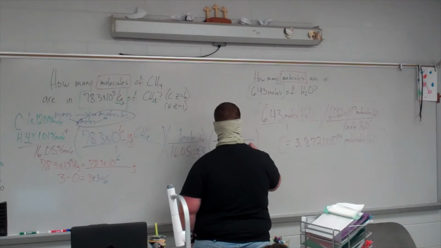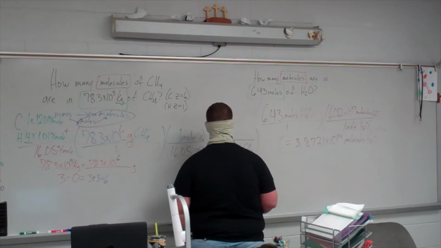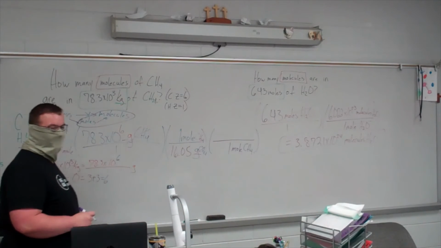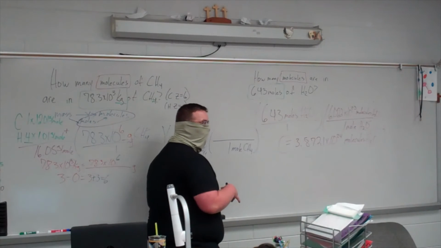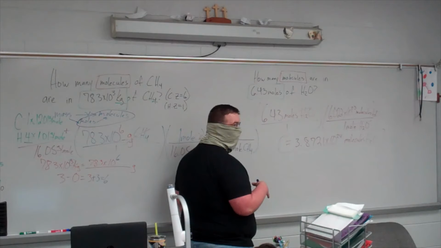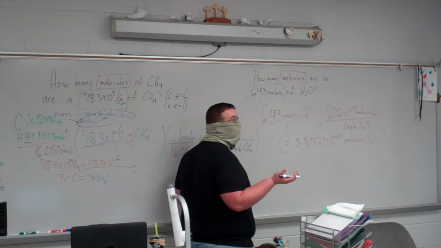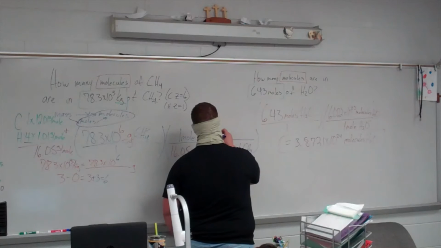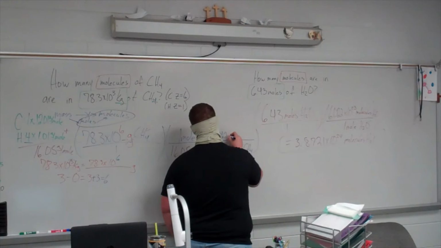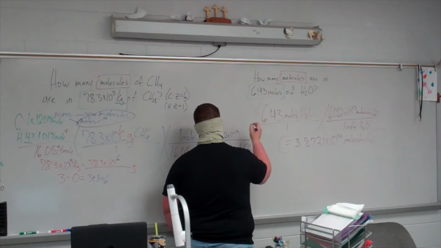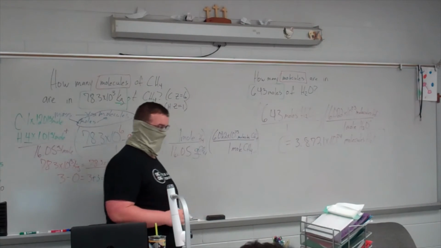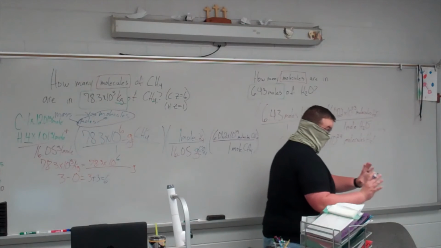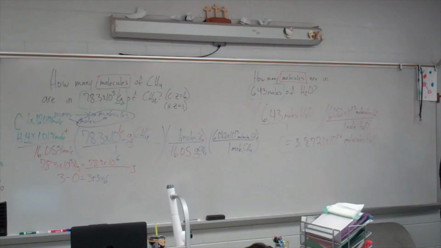They tried to teach me this in Algebra 1 and I didn't get it, but now I've got it. What's going to go on top? 6.022 times 10 to the 23rd, Avogadro's number. So molecules of methane. Do you all see why we did that, and why the conversion factor is set how it is?